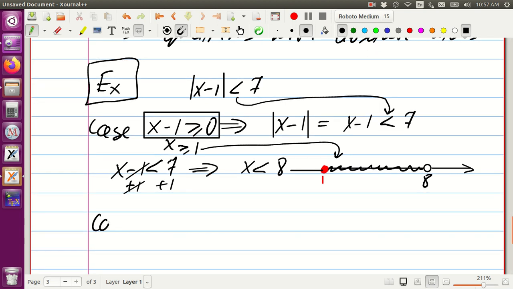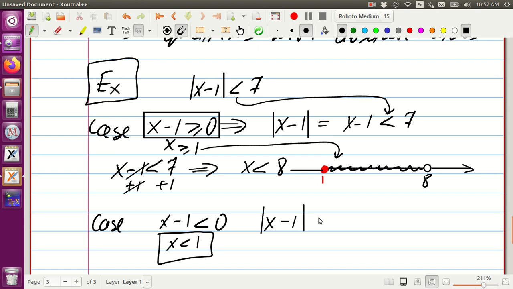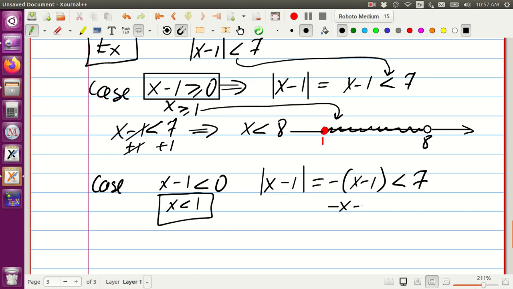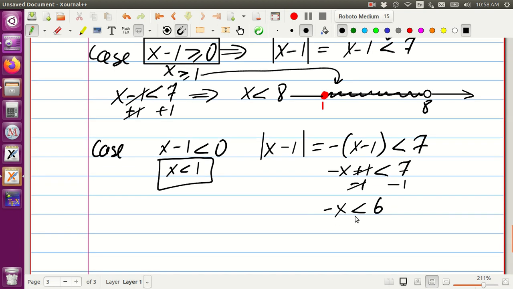So we go back to case number 2 where x − 1 is strictly less than 0. So in this case, x has to be less than 1. So this is the case we're in. Let's think what happens with absolute value when x − 1 is less than 0. It's going to be −(x − 1). And we also set it less than 7. So we have −x plus 1 less than 7. We're going to subtract 1 from both sides, so we get −x is less than 6. And we're going to multiply both sides by −1, but when we do that, we have to reverse the sign. So x has to be greater than −6.